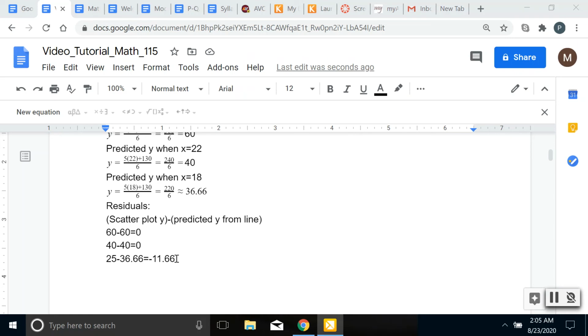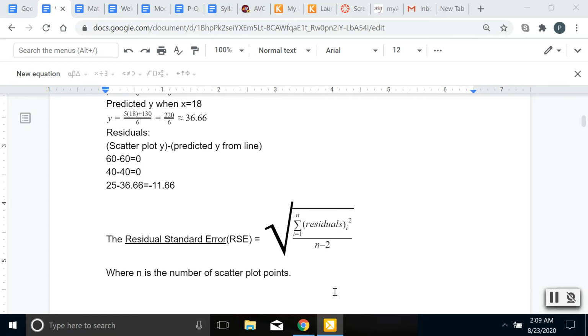Okay, so now I think we're ready to compute the RSE. So let's do that next. Okay, so here's how the RSE, or the residual standard error, is defined. It's defined to be the square root of the sum of the squares of the residuals divided by n minus 2, where n is the number of scatterplot points. So it looks kind of intimidating, this formula, but pretty much you're going to square each of these guys here to be 0 squared plus 0 squared minus 11.66 squared.